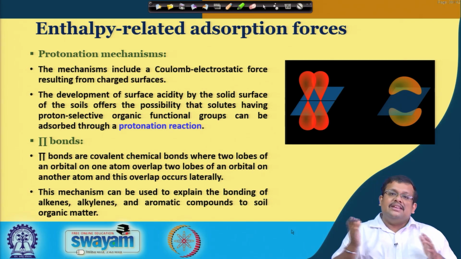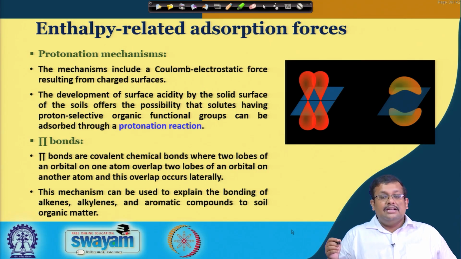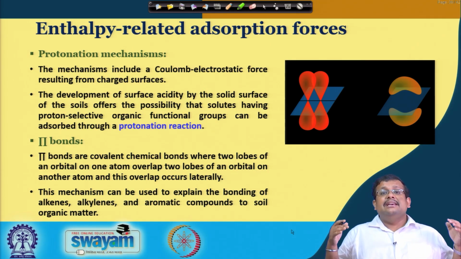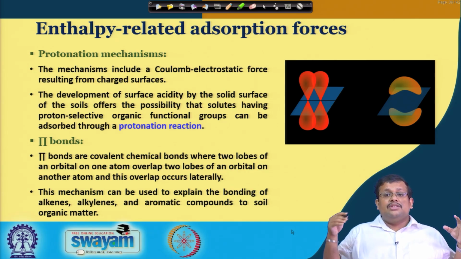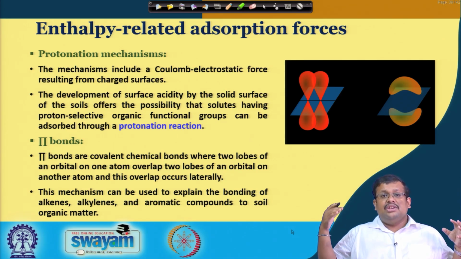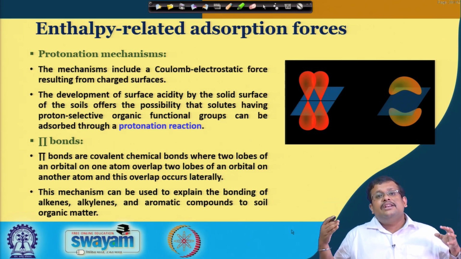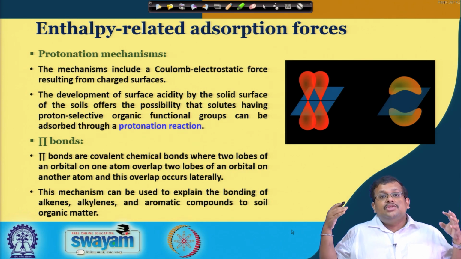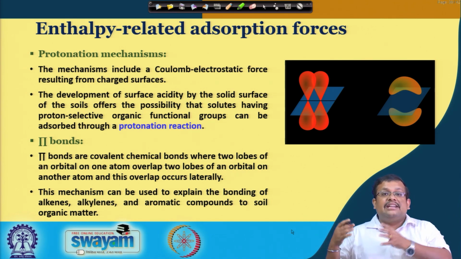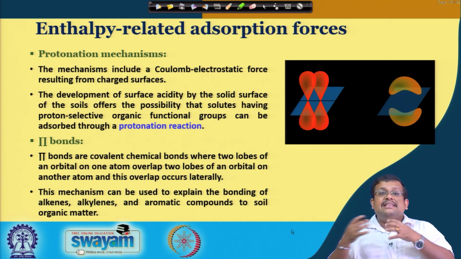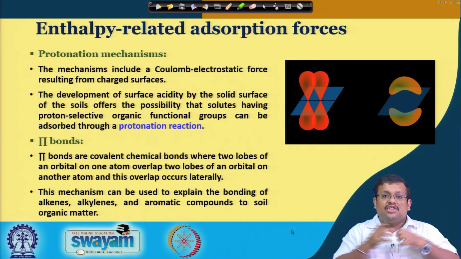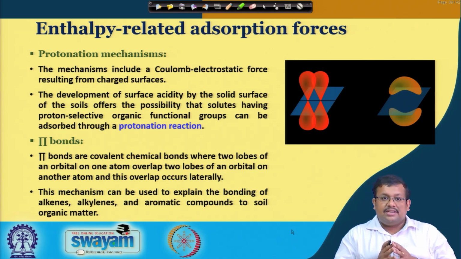Now, we know by the definition of acid that an acid is a proton donor. So, when there is a surface acidity on the solid surface of the soil, in exchange it can donate a proton to the solid having proton selective organic functional groups. As a result, there is an adsorption, and this is the perfect example of a protonation reaction.